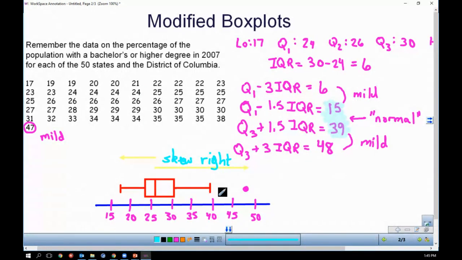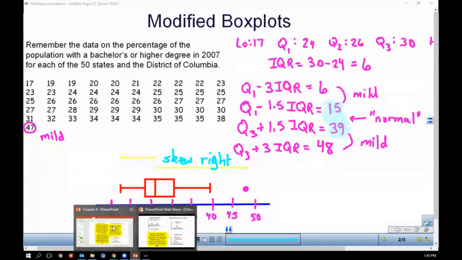We don't know the exact shape as if we did a histogram, but we can still say how it's skewed, because the right arrow is way longer. Okay, so let's look at the next thing.